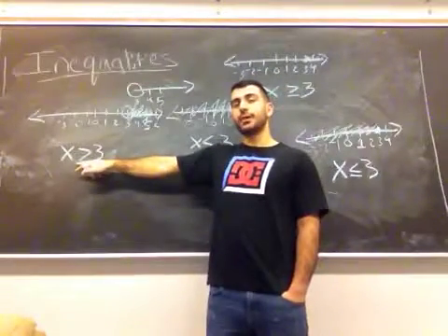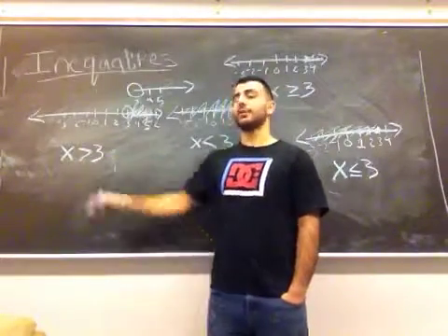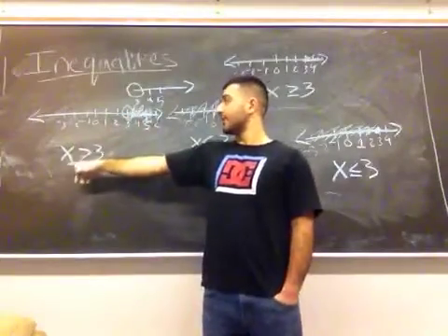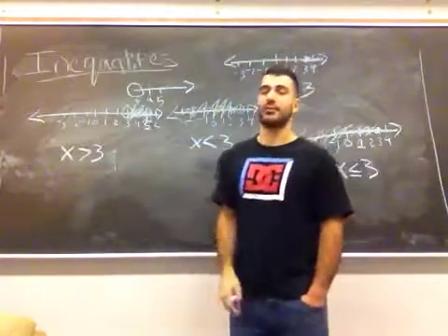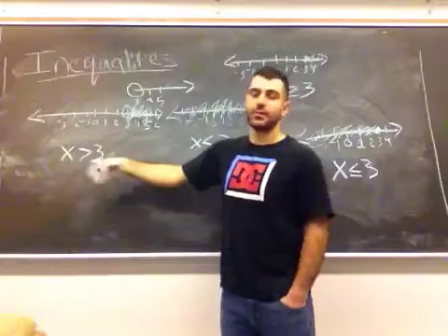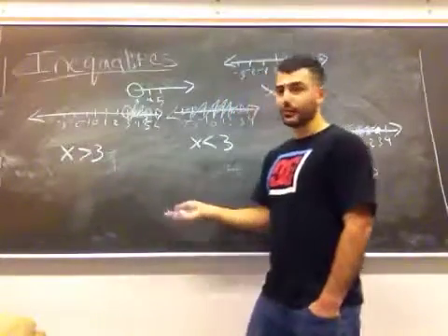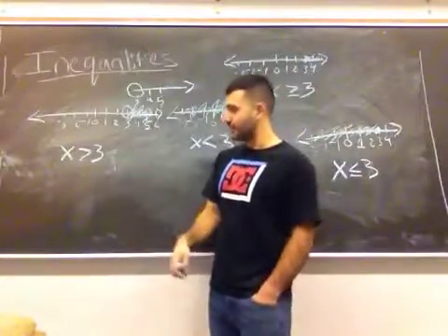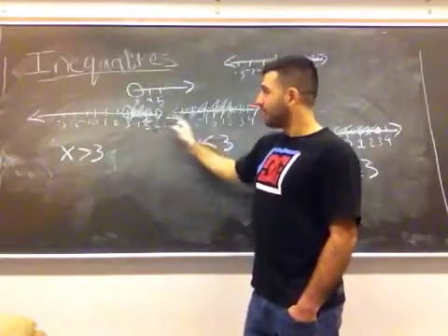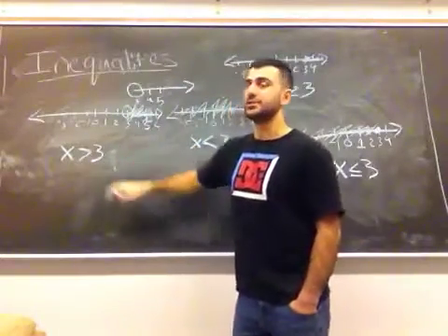So let's say you put in 4 here. 4 is greater than 3. Any number to the right of that: 5 is greater than 3, 6 is greater than 3. 3.33 is greater than 3. 3.141596 is greater than 3. So all these values make this statement true.